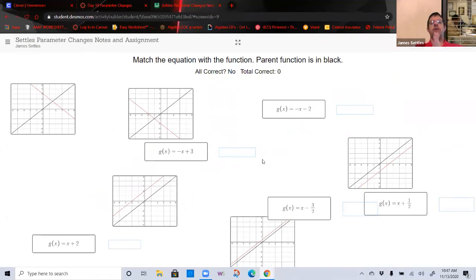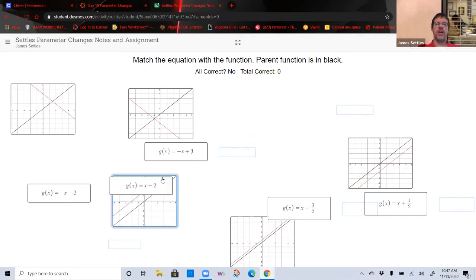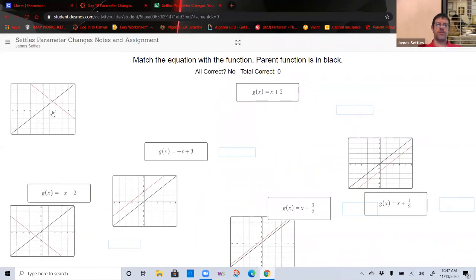Okay, so on this one, the all correct and total correct should match. All right, so I'm going to start with, let's see, let's start with the equation x plus 2. So see if you can find the equation that says g of x is equal to x plus 2.